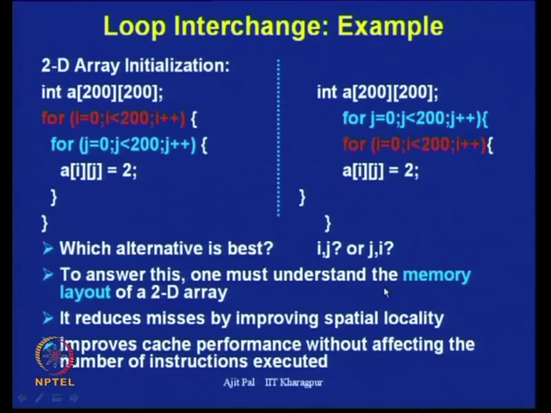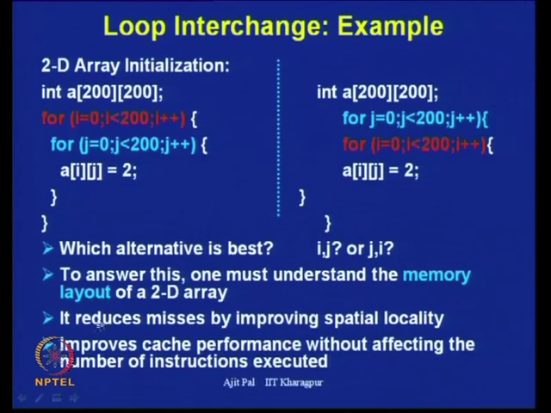To answer this, one must understand the memory layout of the 2D array, the way it is stored in memory, because your memory is one dimensional. You are accessing a two dimensional array, and that is stored in a one dimensional memory. As you know, memory is organized in a linear way, and is accessed by address. Changing the order reduces misses by improving spatial locality, and improves cache performance without affecting the number of instructions executed. The number of instructions executed will be independent of the way you do it. That means in both cases the number of instructions to be executed is the same, but the way it is stored matters.